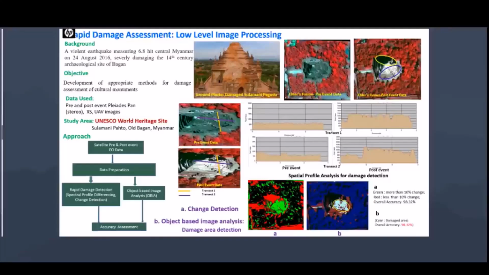As you can see, I have shown you a ground photograph of a pagoda. Pagodas are Buddhist temples, you can say, and these were 14th century pagodas. The entire Bagan area is full of such pagodas. This Sulamani pagoda was one very big pagoda which got damaged in this particular earthquake. The ground photograph shows that the entire front portion of the Sulamani pagoda got damaged.